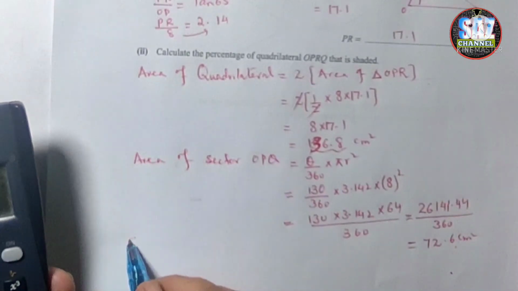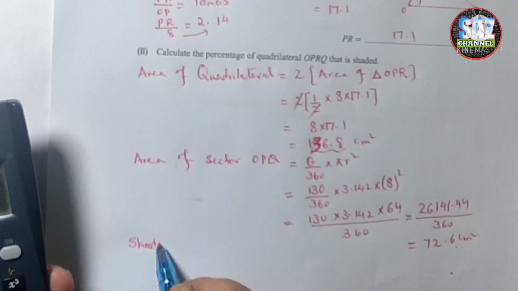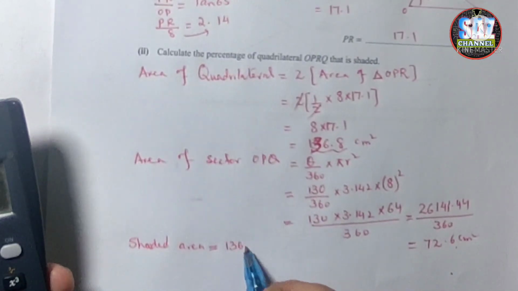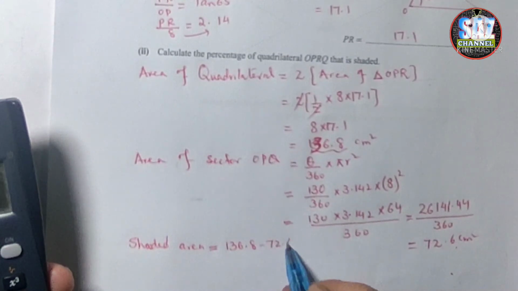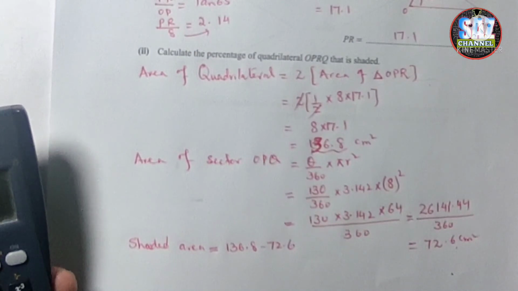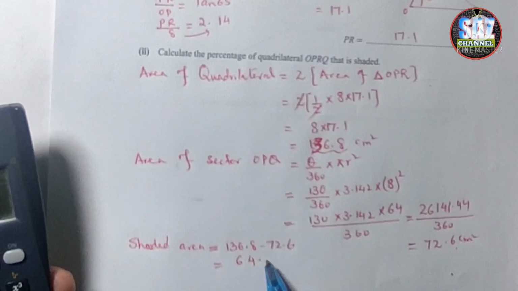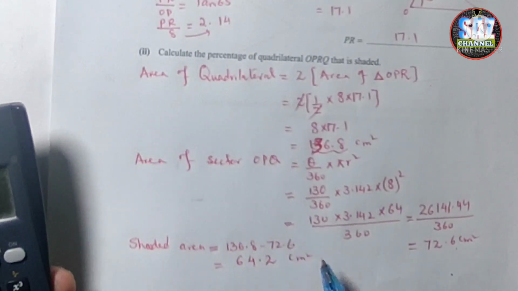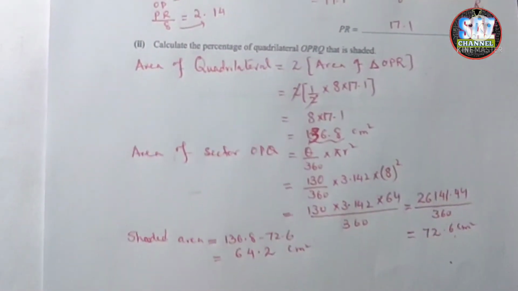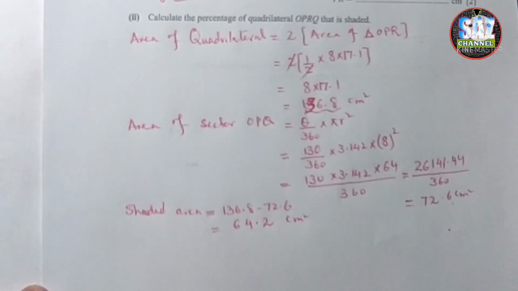And now the shaded area will be equal to 136.8 minus 72.6, and this gives me 64.2. Oh, this is not the end of the story. This is the shaded area only. And now what is left, student? The percentage of the shaded area.